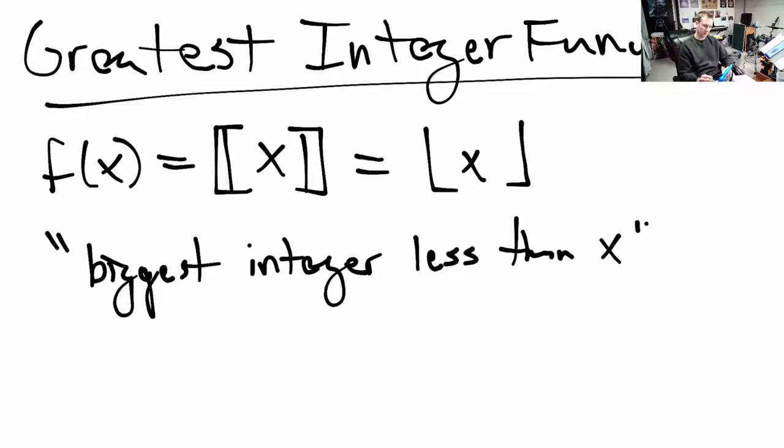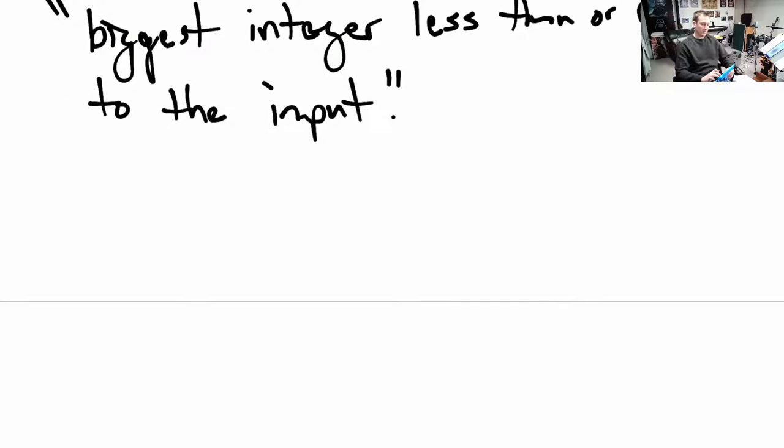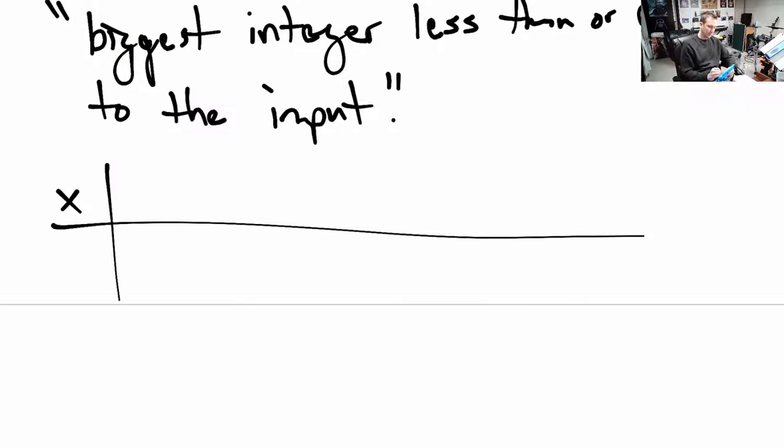Actually, I think it is less than or equal to. So the input. Okay, it's the biggest integer less than or equal to the input. So here we go. Let's make a table. And we'll look at what this looks like.